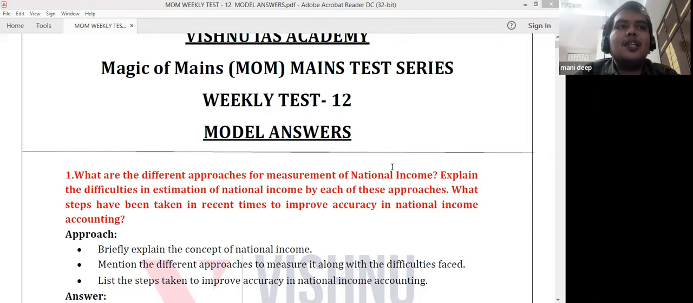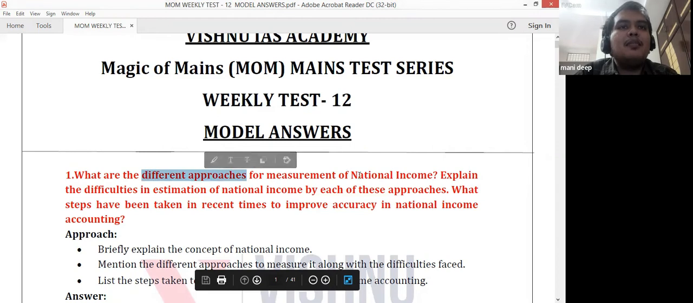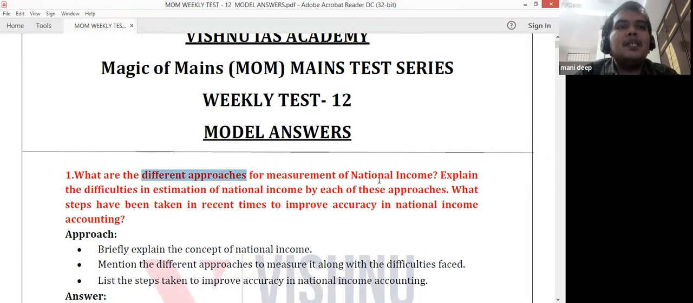So there will be 20 questions. First 10 will be 10 marks. Regarding the first question, they are asking what are the different approaches for measurement of national income. This becomes the first part of the question.